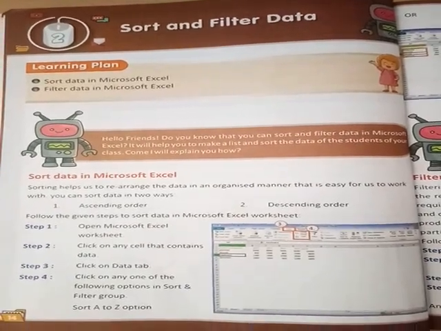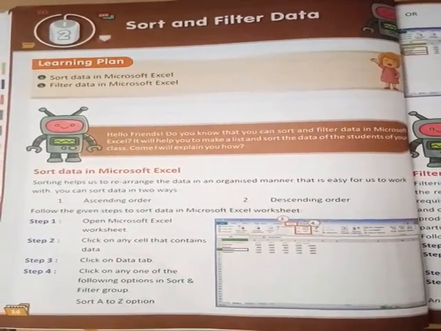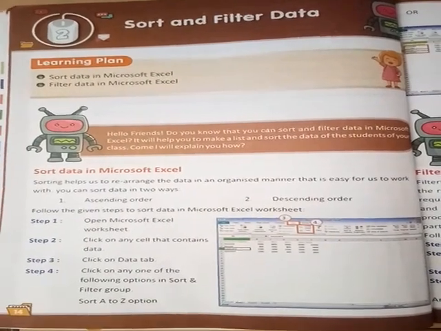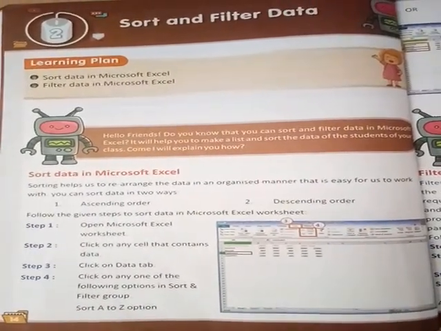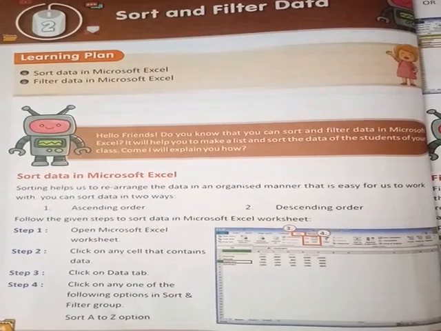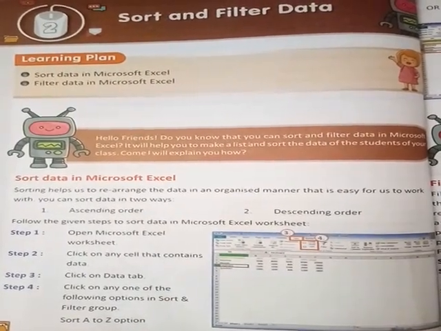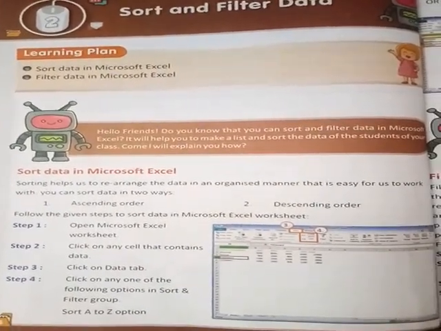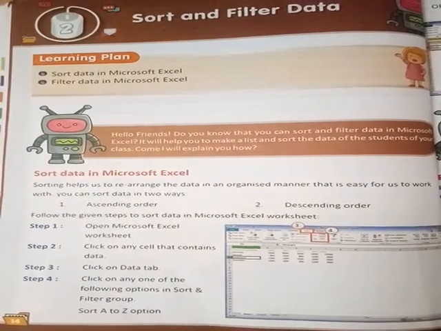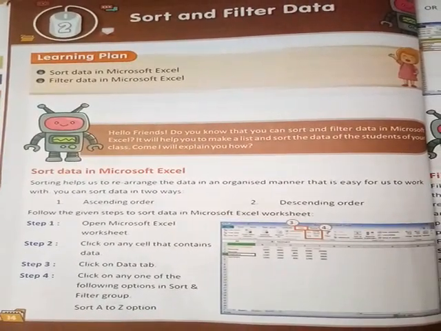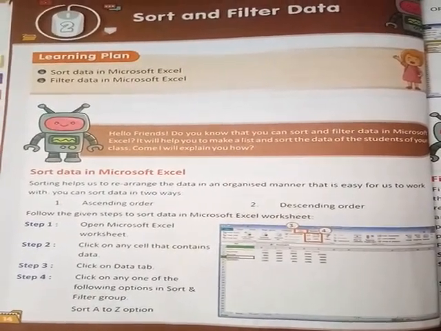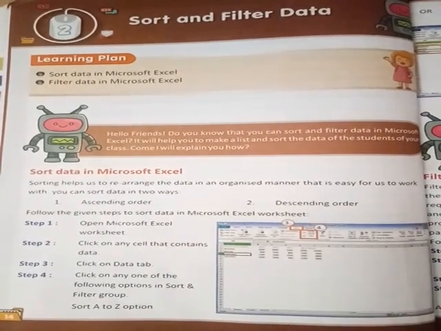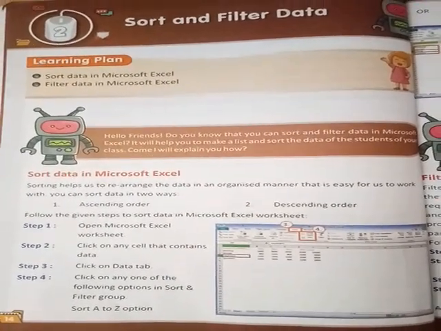Hope all are fine. Today we start our second chapter, sort and filter data. Sort data in Microsoft Excel. Sorting means to rearrange the data in an organized manner, either in ascending order or descending order. Sorting helps us to rearrange the data in an organized manner that is easy for us to work with.